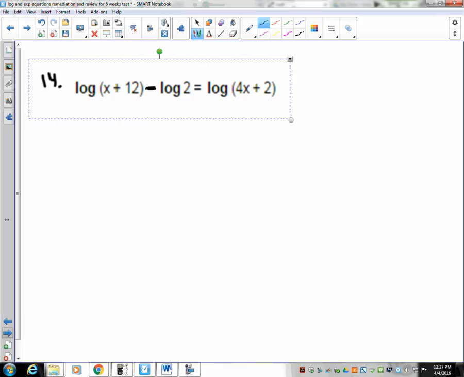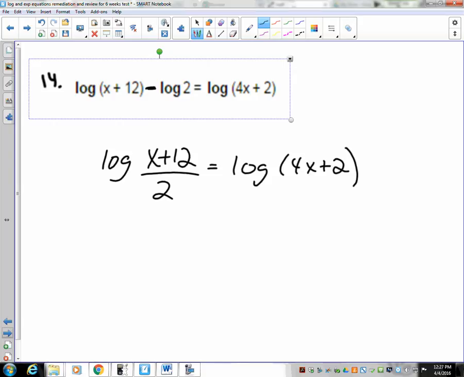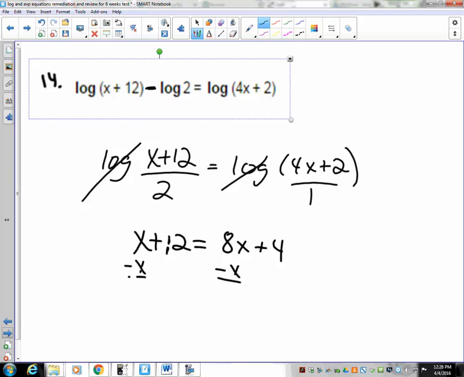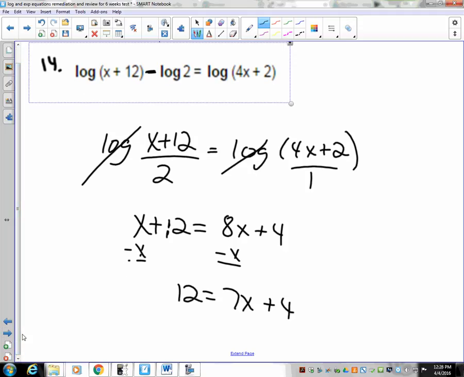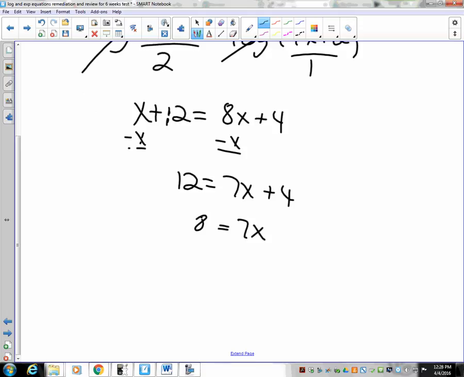Mine is right there, so we're going to use the quotient property. Now we can do this. And now what can we do? Cross multiply. So x plus 12 equals 8x plus 4. Subtract the 4.